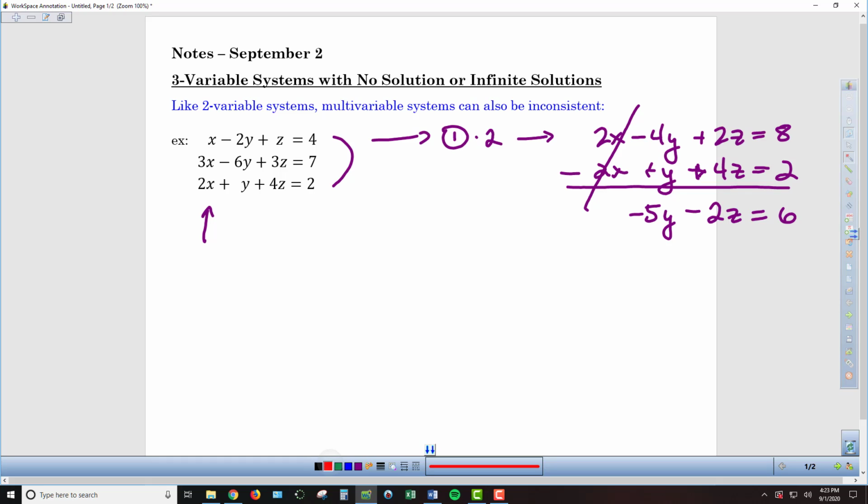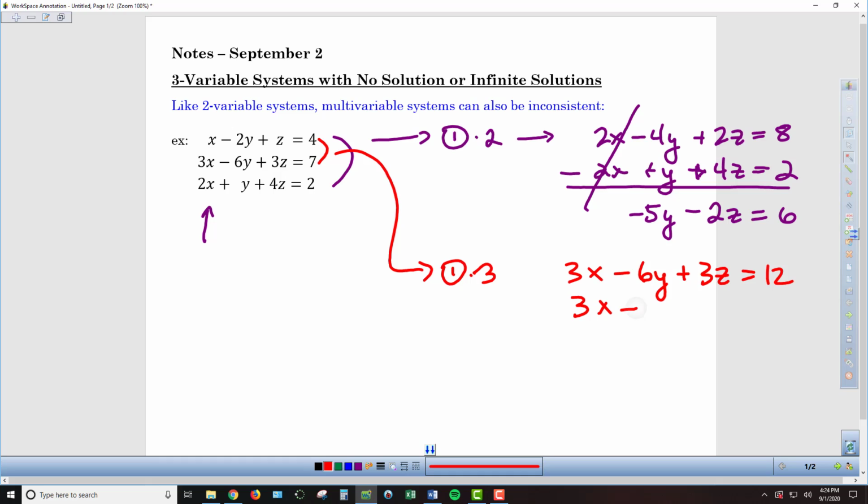Now, I'm going to take the top two equations and combine those. Now again, in order to get the same coefficient in front of both the x's, I'm going to have to multiply that top equation, but this time I'm going to have to multiply that top equation by 3. So times 3. So I get 3x minus 6y plus 3z equals 12. So again, I just multiplied every part of that equation by 3. And then I'm just going to copy that middle equation down. So I'm going to have 3x minus 6y plus 3z equals 7.